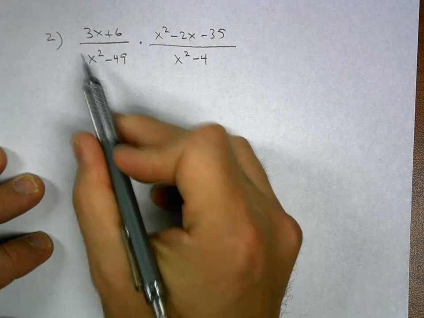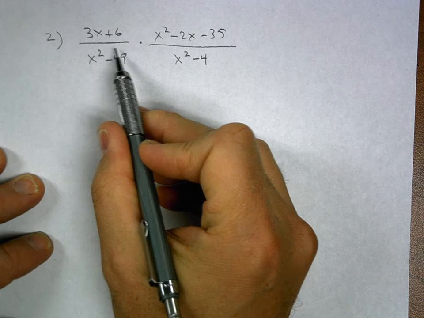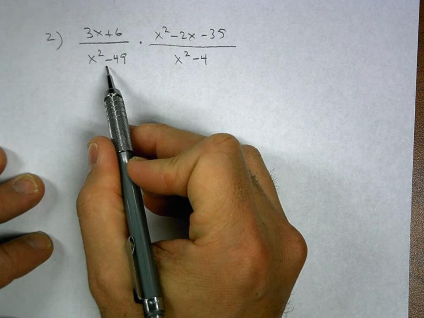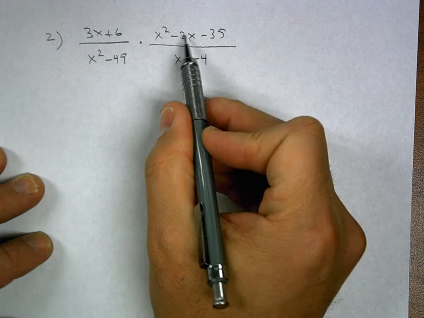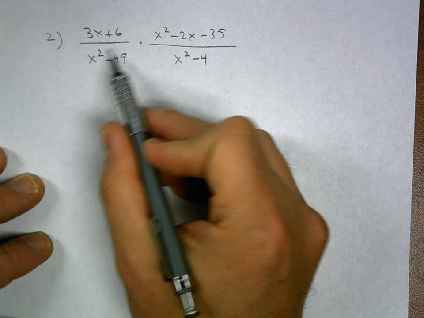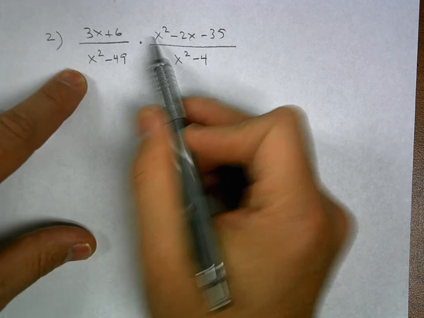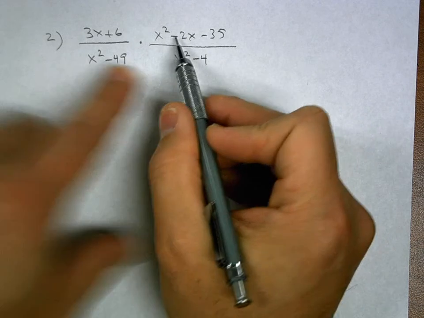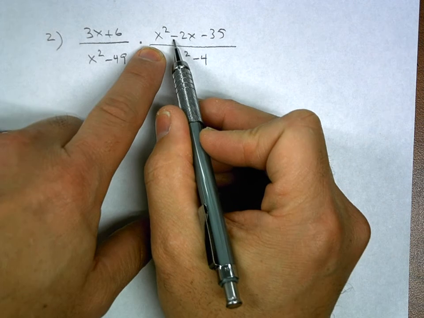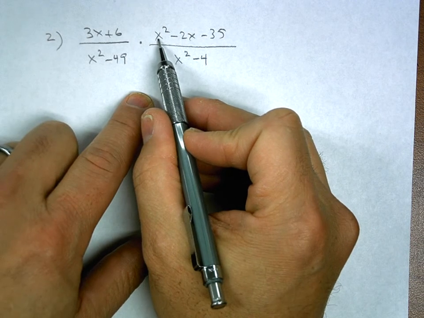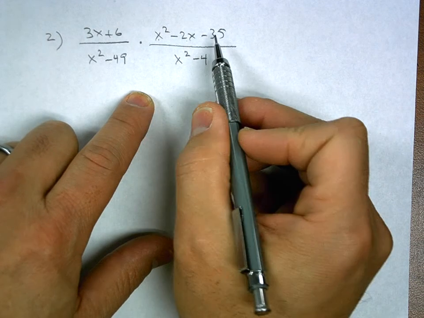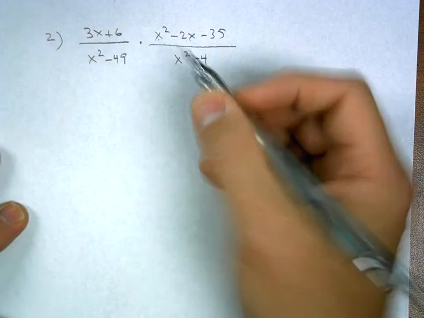Question: since there's x squared minus 49 and x squared minus 2x minus 35, could you take out the x squared from both of those? You mean you reduce these out like that? Yeah. We can't, just because it's a term. I would consider x squared a term, 2x a term, 35. So we have to factor.